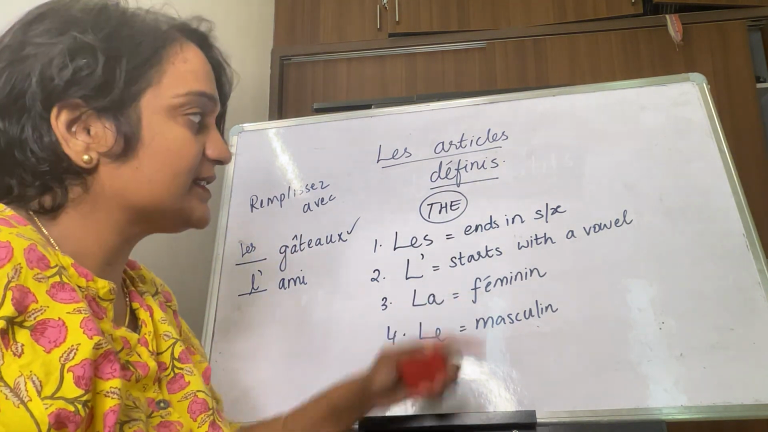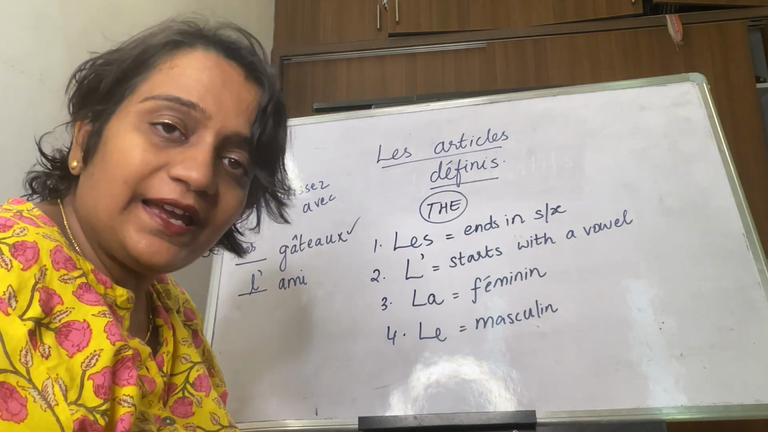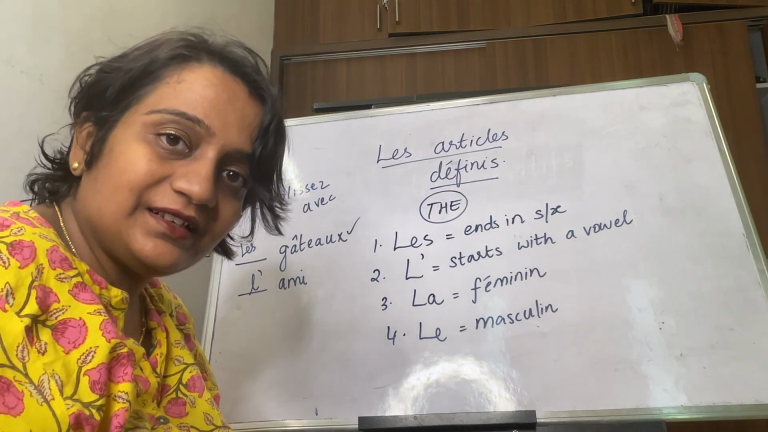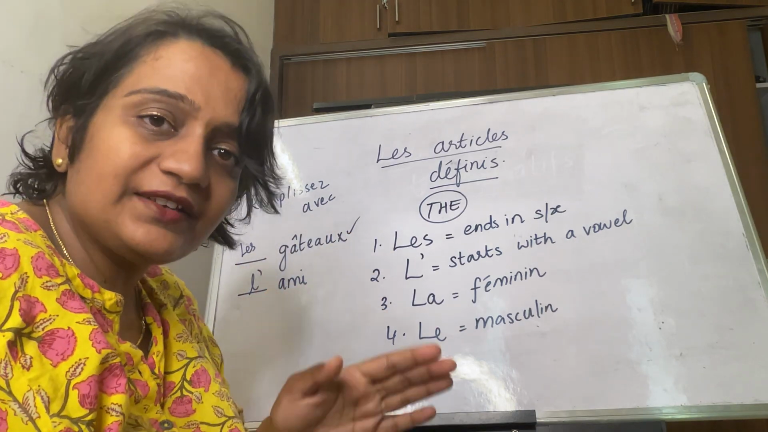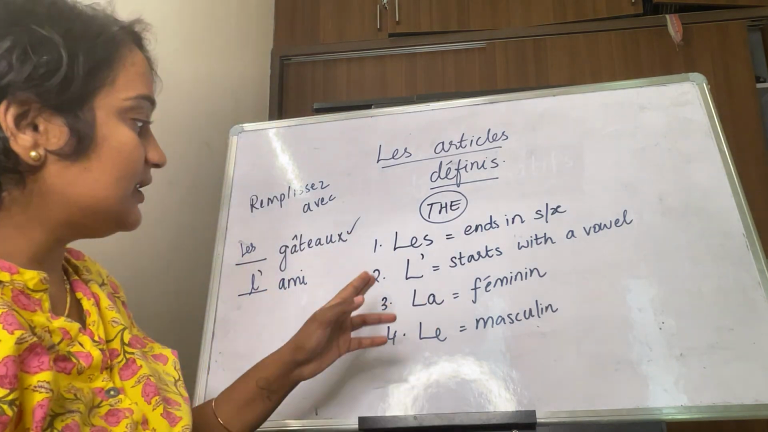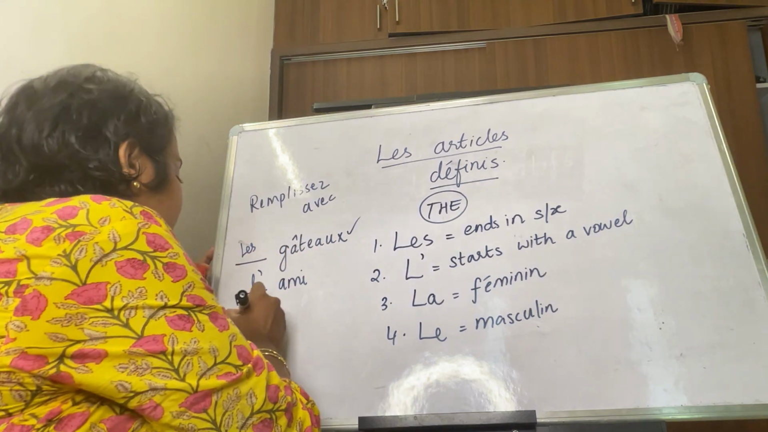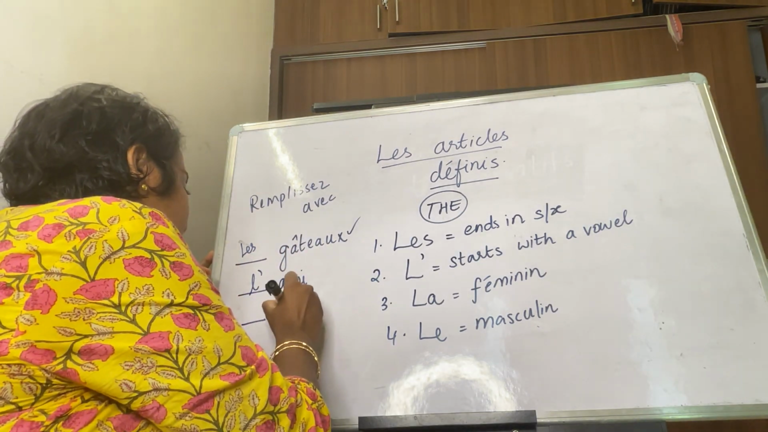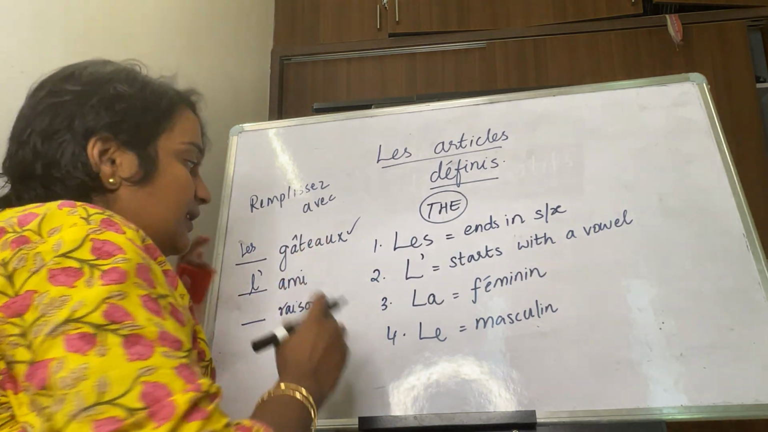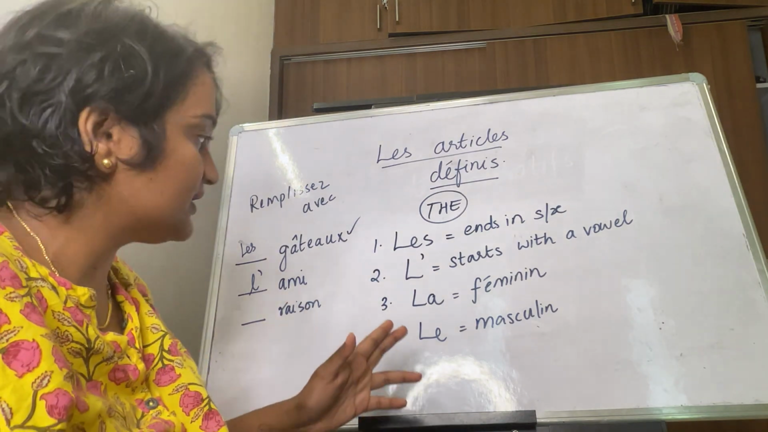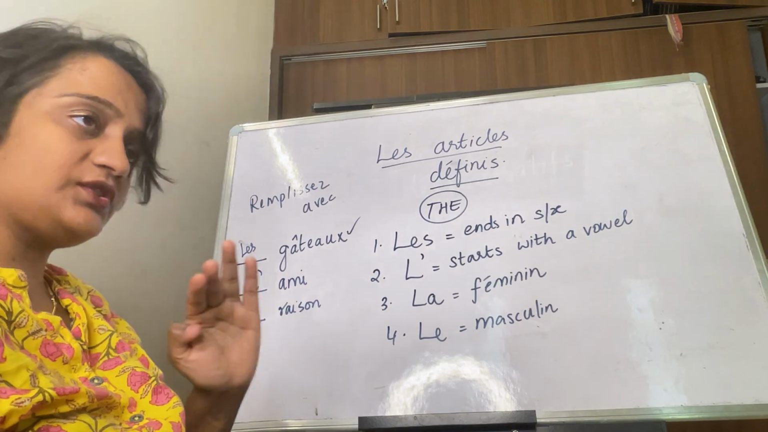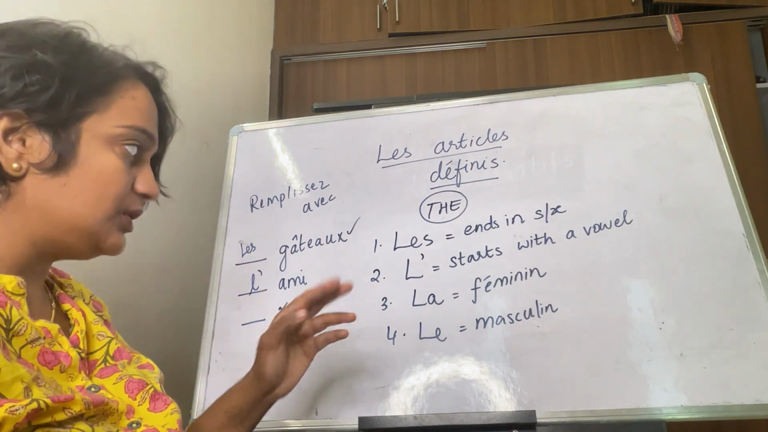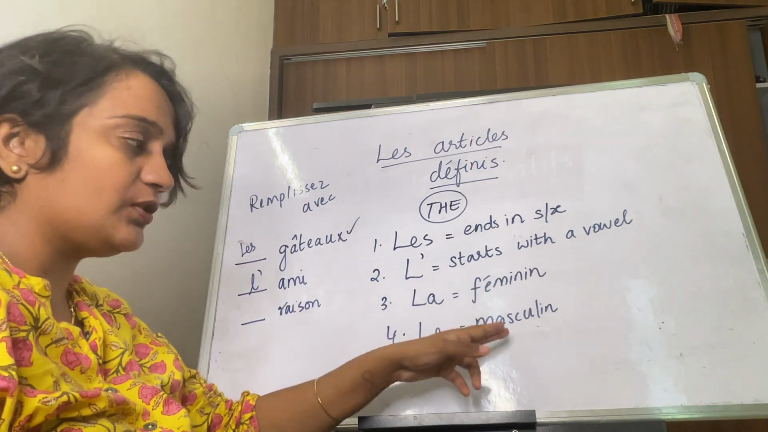Okay, what are the vowels in French? A, E, I, O, U, H and Y. Okay, now let's look at the next one. Raison, saison, maison, any of those, right? So what happens here? Does it end with s or x? No. Does it start with a vowel? No. Now I have to go into feminine or masculine.